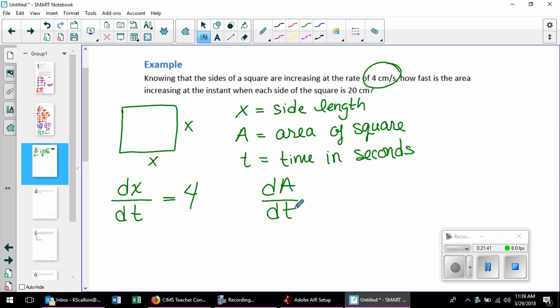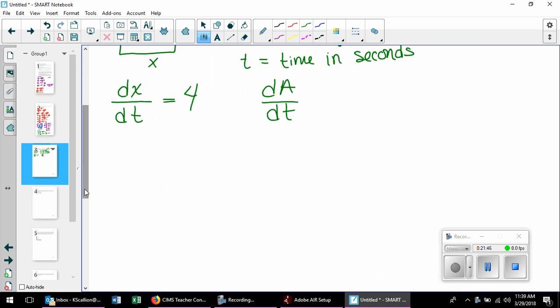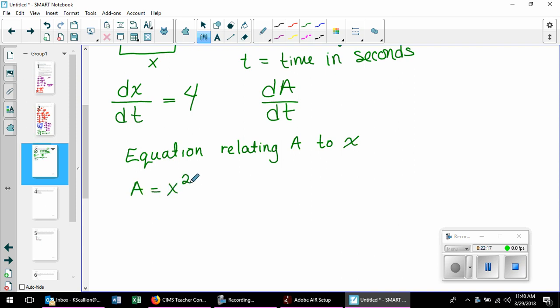Okay, now we have the equation. I want you to dig deep for this one. I want you to write an equation that relates area to the side length of the square. So you need an equation, and you all know it already. What's... proud of you? Proud of you. Had to dig deep for that one.